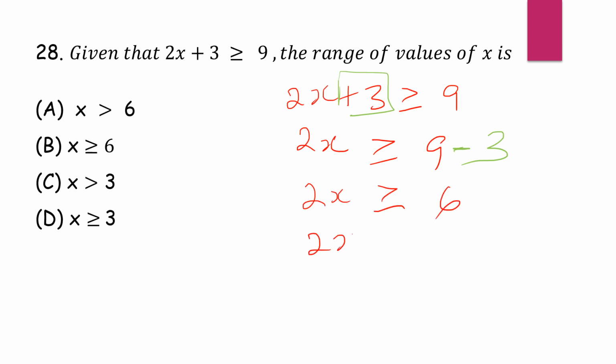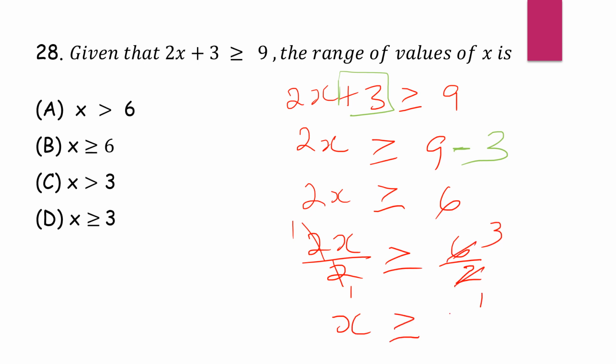We're going to divide both sides by the coefficient of our unknown. This will cancel out to just x is more than or equal to 6 over 2. 2 and 2 is 1, 2 and 6 is 3. So x is more than or equal to 3. The answer is D.